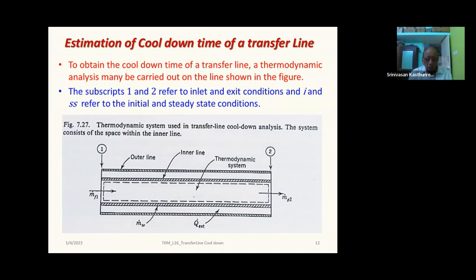Now there is a pipe which is carrying the liquid, and that pipe has a certain mass. You can call it the mass of the wall of the pipe. And then there is heat coming in from an external source, and that is Q dot external. That is the heat flux which is coming. The left boundary is taken as 1 and the right boundary is taken as 2.